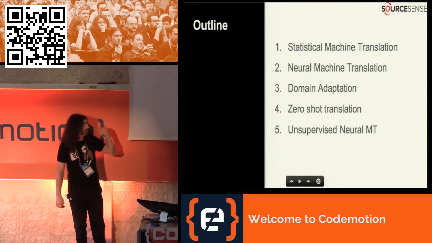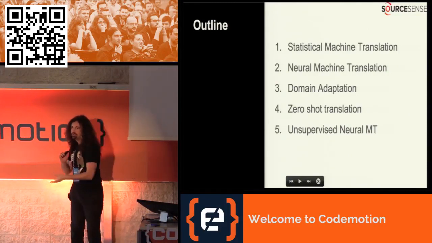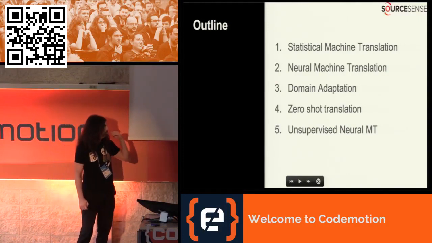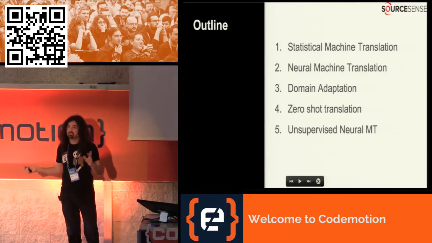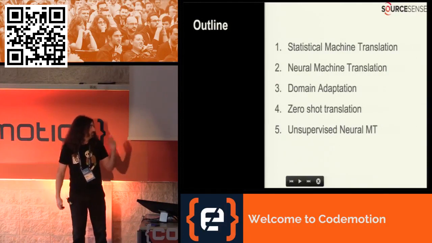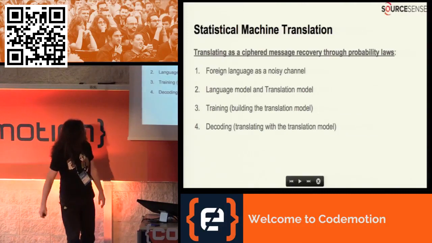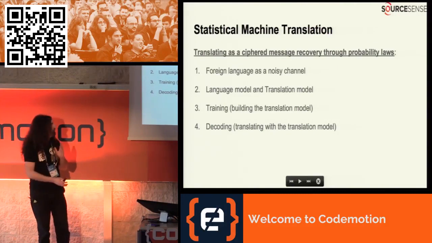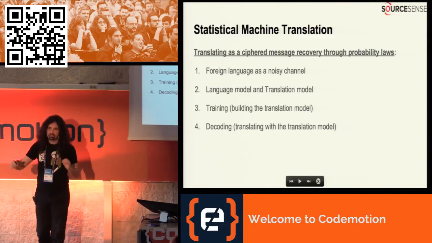Then we'll be talking about three advanced topics. The first is domain adaptation, when you want your machine to adopt some style. For example, you want to talk legalese, or maybe you want to adopt social scientists' or politics terms. Then zero-shot translation, which is how we can translate unknown languages, for which we don't even have training data. And then unsupervised neural machine translation, how we can really get it to work even without human supervision during the training.